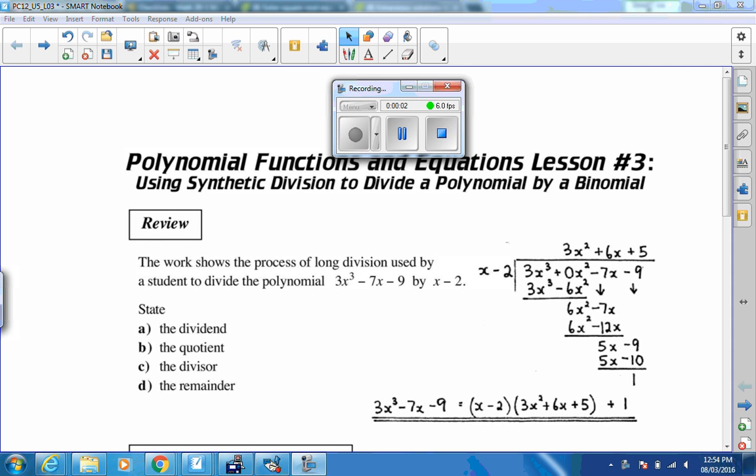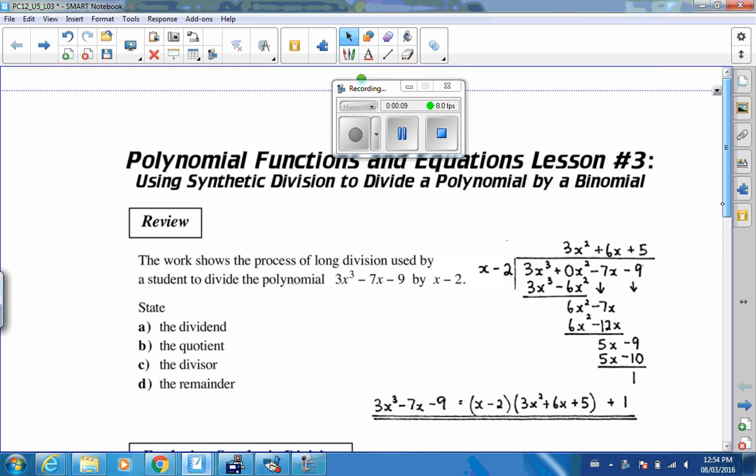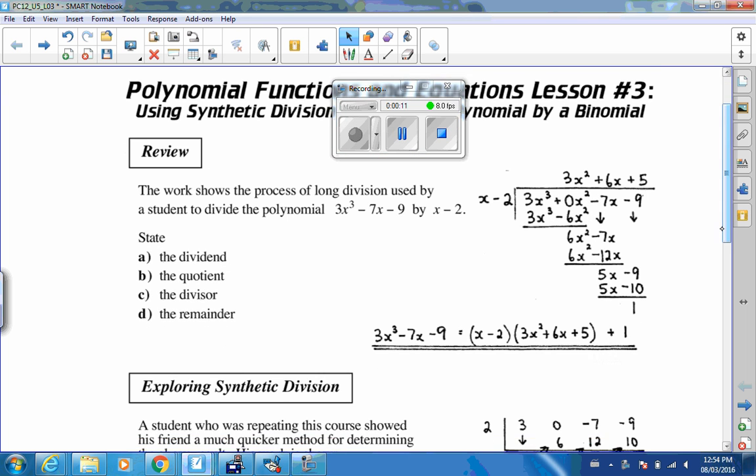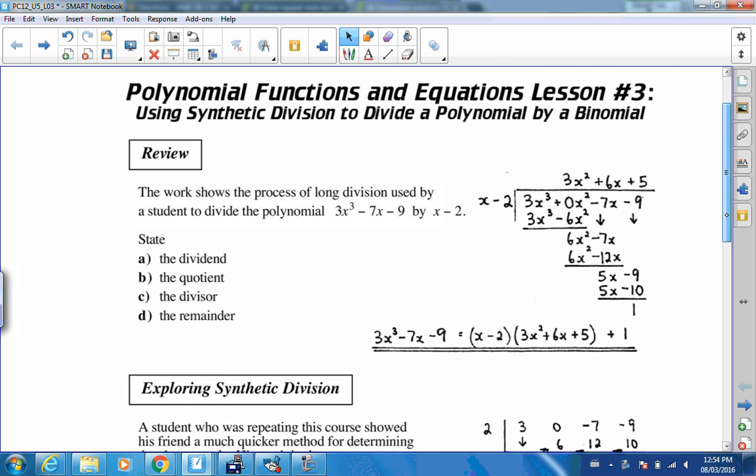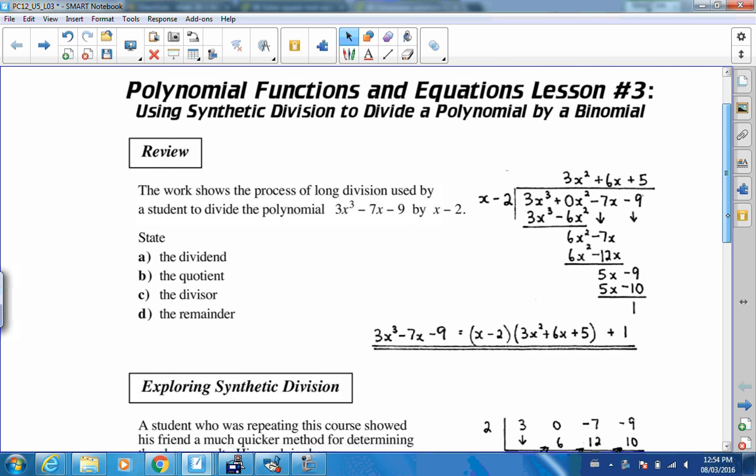All right, so this is lesson 3, using synthetic division to divide polynomials. Synthetic division is just a cool shortcut instead of having to do everything by long division. To be honest, I'm a long division guy because I make fewer mistakes using long division than synthetic division.